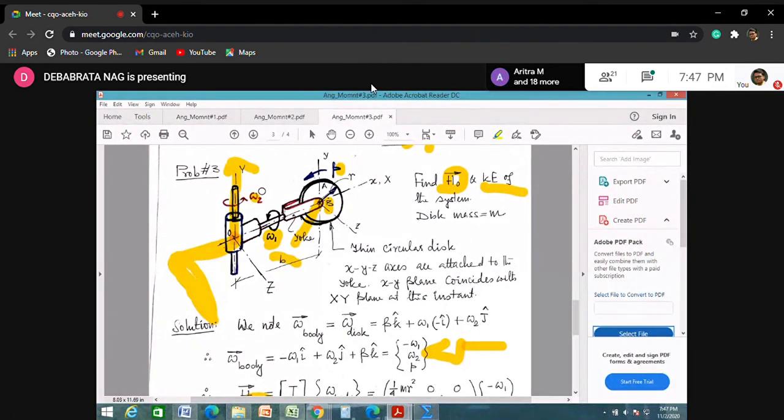From this chapter, the questions are stereotypes. You need to find the angular momentum with respect to a certain point, and then find the kinetic energy of the whole thing. If you just solve those problems, you will get a better grip on the concept.